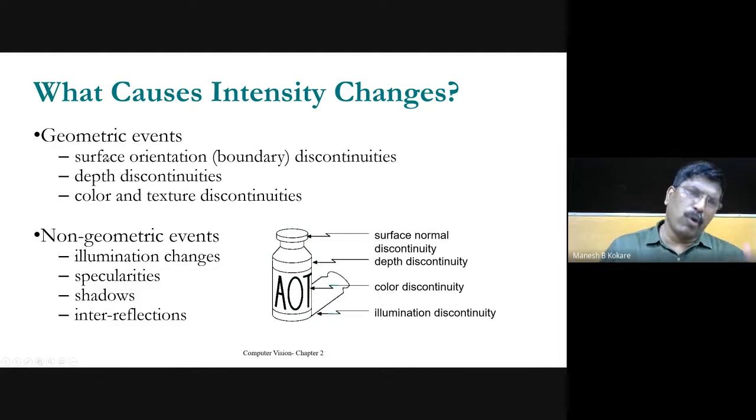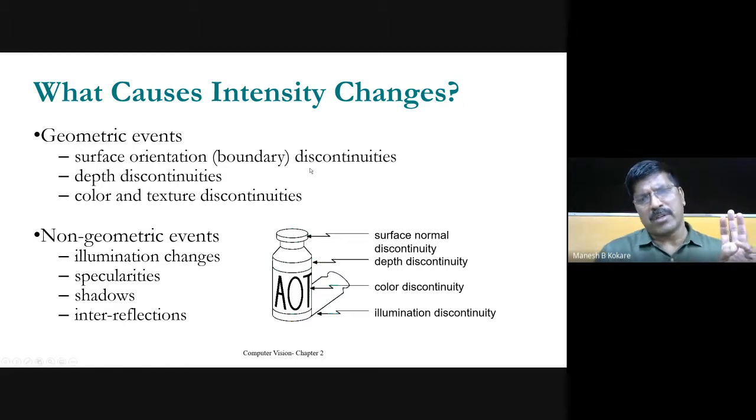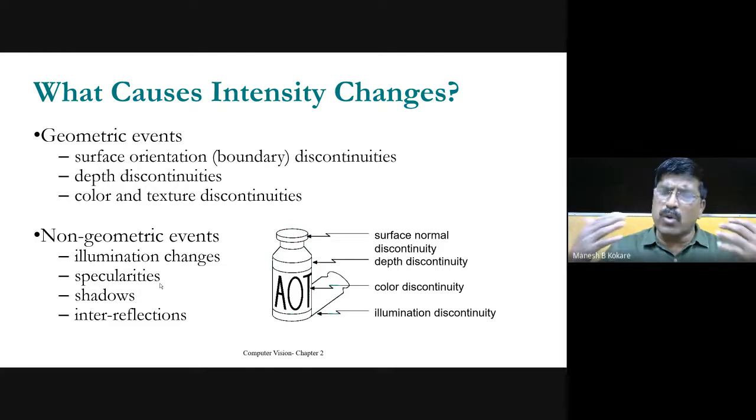So if you look at the reasons for the edge, the first is surface orientation or boundary discontinuity, then depth discontinuity, color discontinuity, and texture discontinuity. Illumination changes will also cause an edge, specularity will cause an edge, shadow will cause an edge, and inter-reflections will also cause an edge. So there are 8 to 9 different reasons why edges are formed in the object, right?